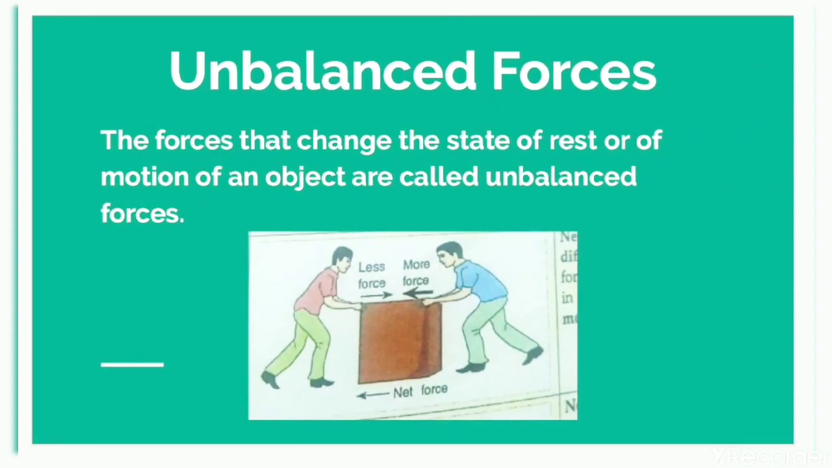Here, the picture shows two people trying to push the box from both the sides with two different forces. As the force on one side is greater than the other, these forces become unbalanced. And it is these unbalanced forces that cause the box to move in the direction of greater force. So unbalanced forces are the forces that change the state of rest or of motion of an object.